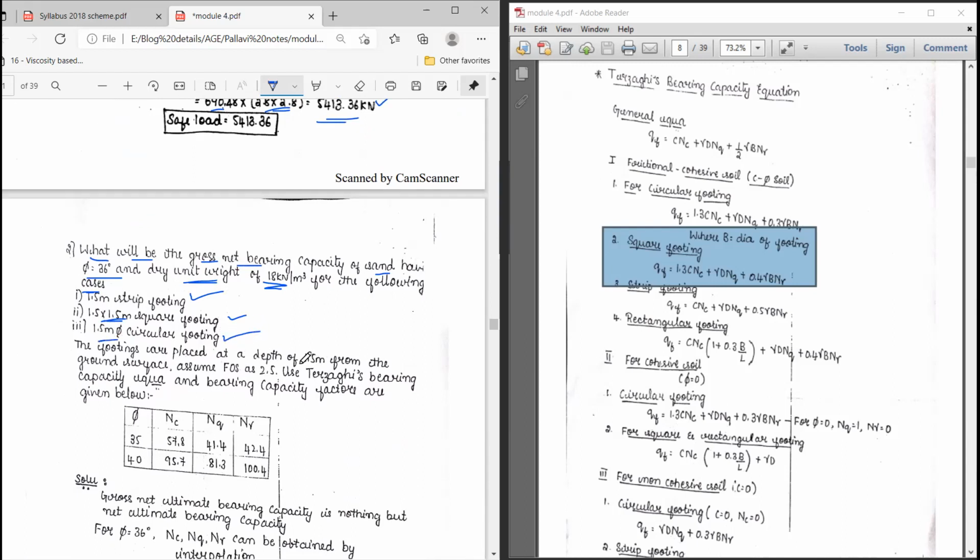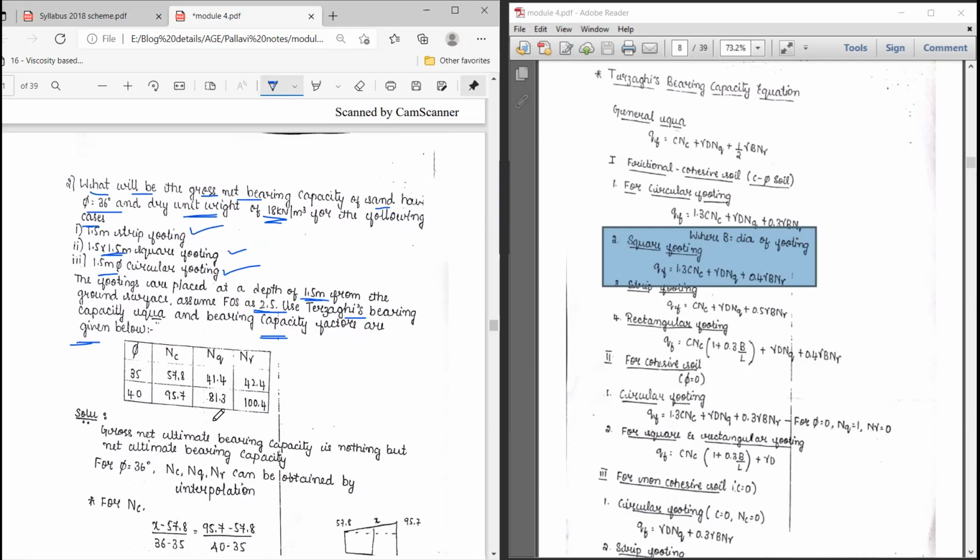The footings are placed at a depth of 1.5 meter from the ground surface. Assume factor of safety as 2.5. Use Terzaghi's bearing capacity equation, and the bearing capacity factors are given below.